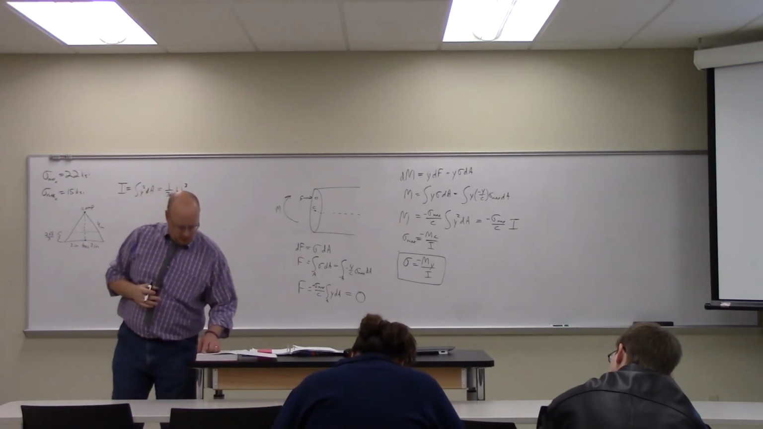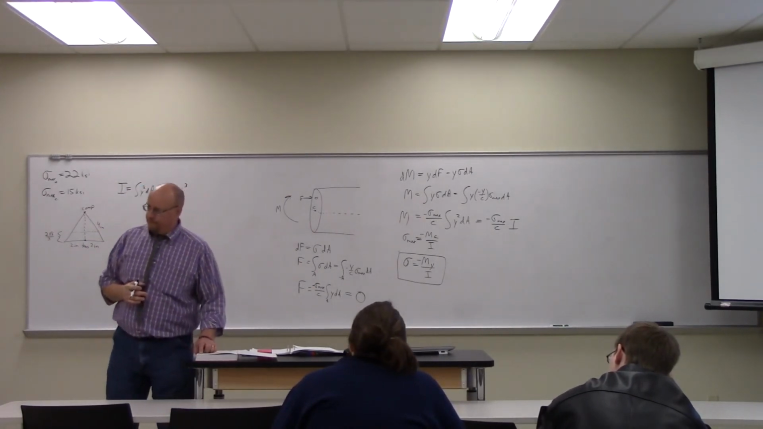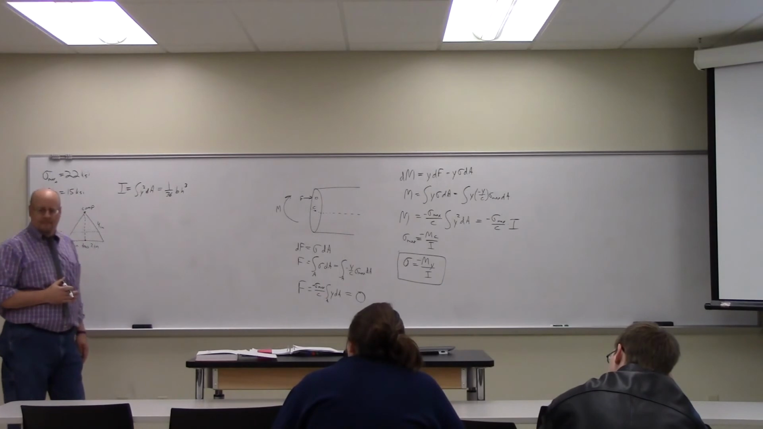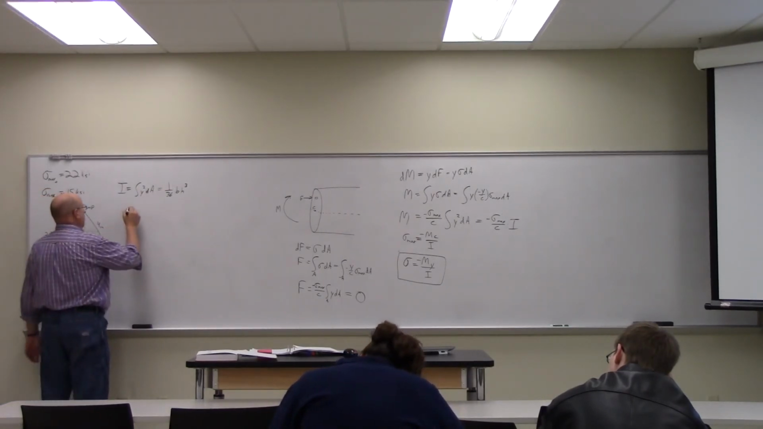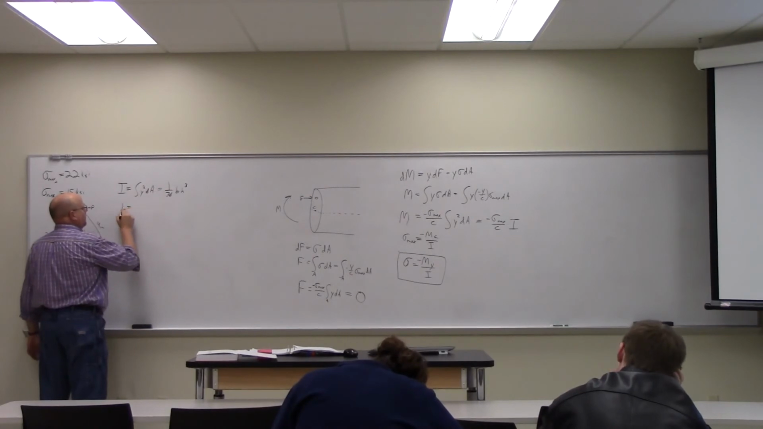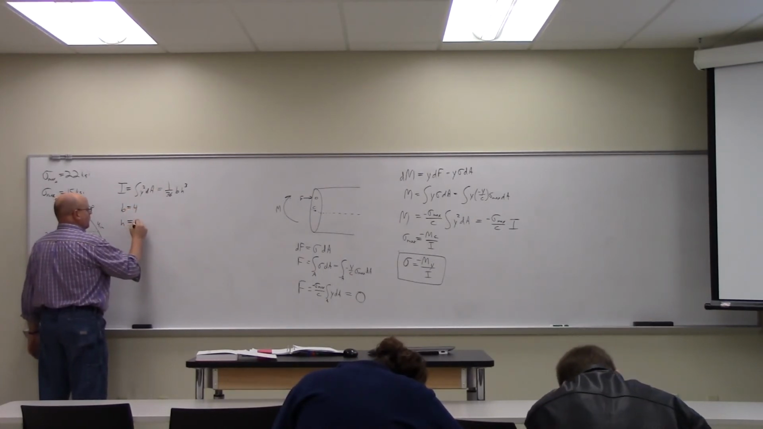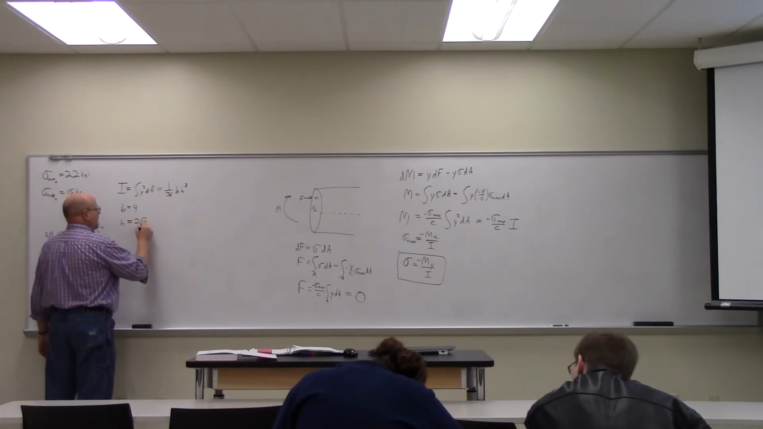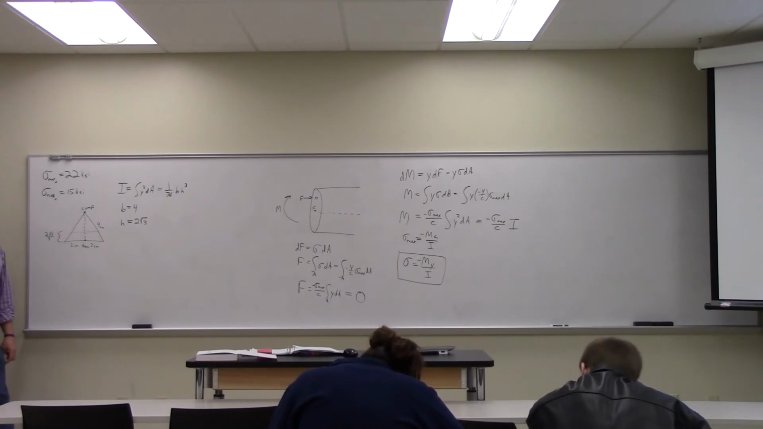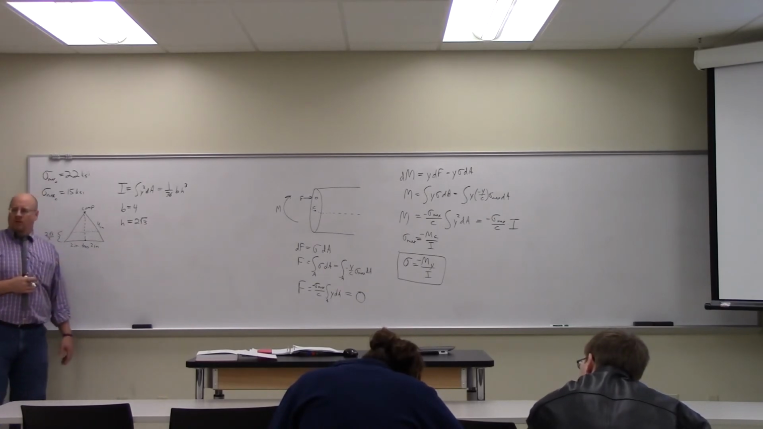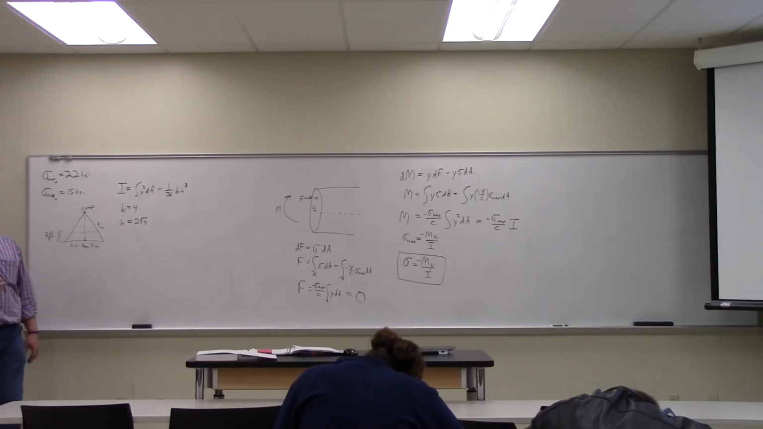Does anybody else have an actual copy of the book? No. So that's probably going to be the easier way to go. And base is equal to 4, and the height, as I said, is equal to 2 times the square root of 3. Okay? So we have our moment of inertia. What else? What now?